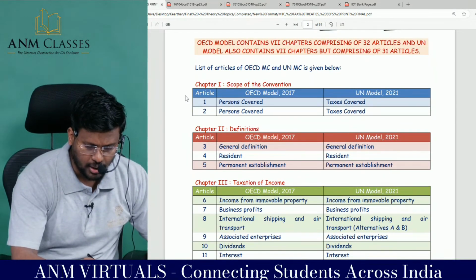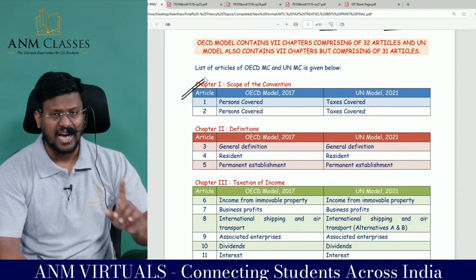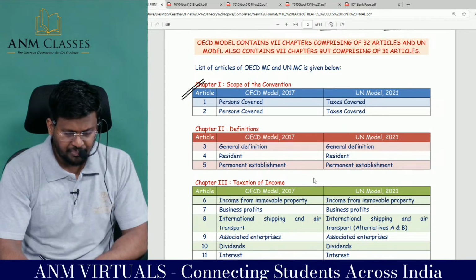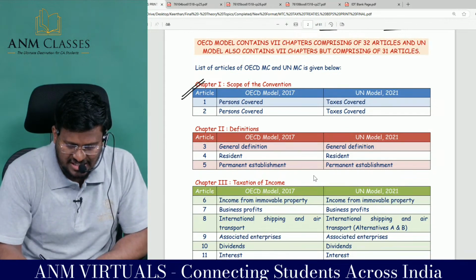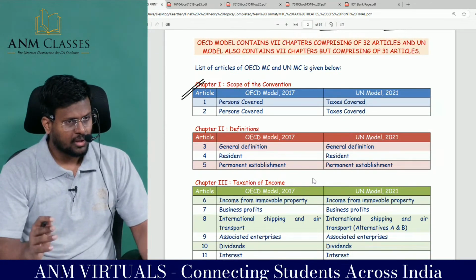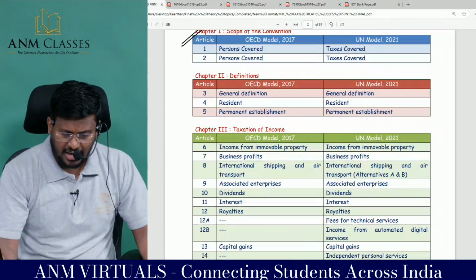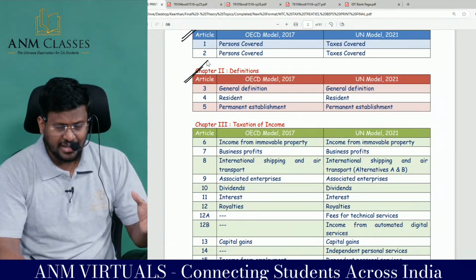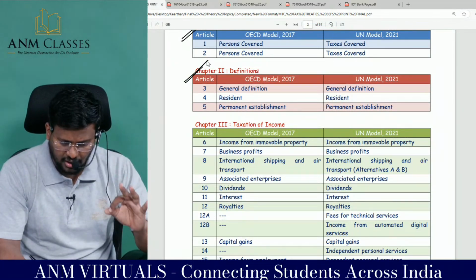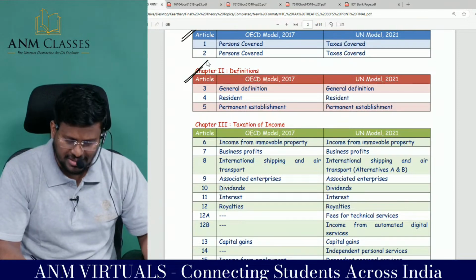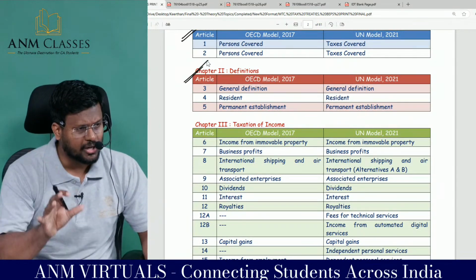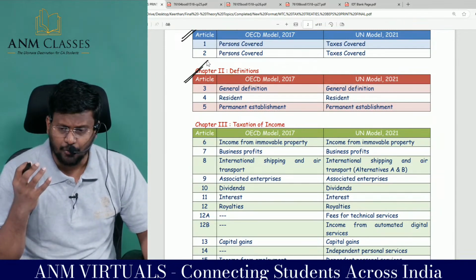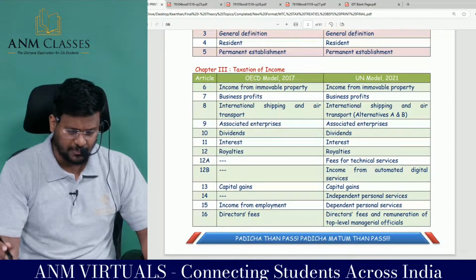Chapter number 1 is talking about the scope of the convention. Article number 1 is persons covered. Article number 2 is taxes covered. Chapter number 2 is talking about definitions. In that, article number 3 is general definition, article number 4 is resident, and article number 5 is permanent establishment.